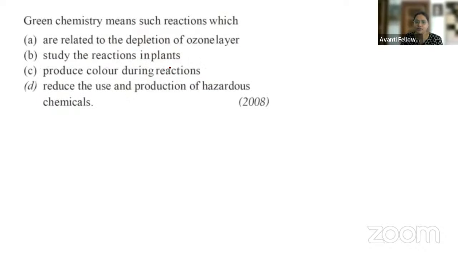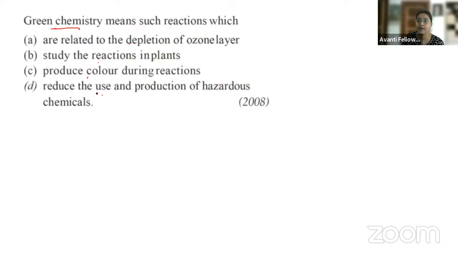Next, green chemistry means such reactions which are, so green chemistry का definition आप लोगों ने देखा होगा. Green chemistry हम लोगों ने अभी इस चैप्टर में पढ़ रहे थे. ठीक है, तो green chemistry is the last topic of this chapter. Green chemistry means such reactions which are related to the depletion of ozone layer, study the reactant in plants, produce color during reactions, reduce the use and production of hazardous chemicals.